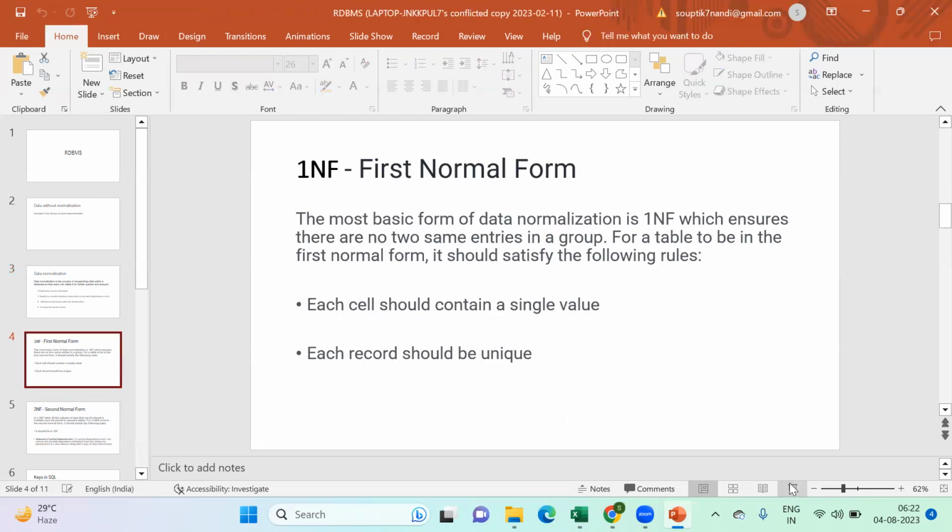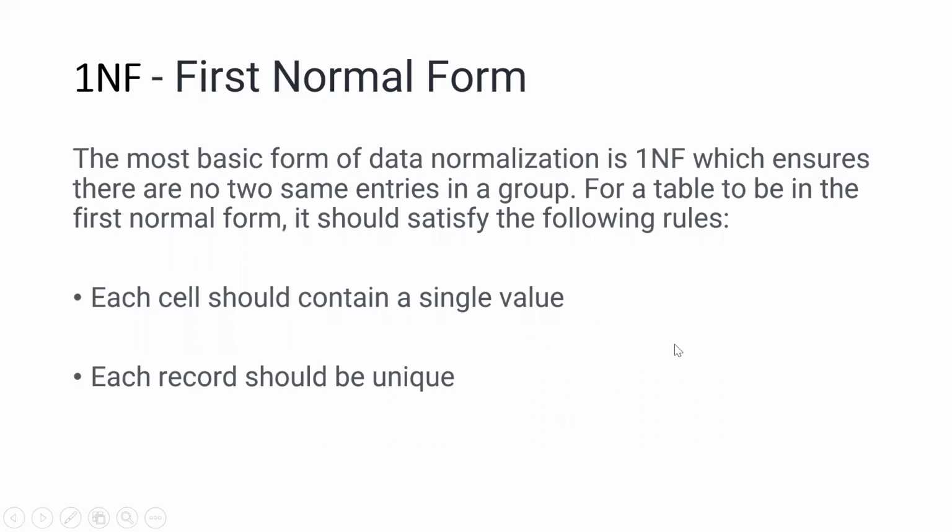So what are the different forms? First normal form. This is one step to make a table normalized. There are two rules actually. Each record should be unique, which means the duplication should be removed, and each cell should contain a single value. So these two are the basic criteria for the table to be in first normal form, 1NF. That is called first normal form.